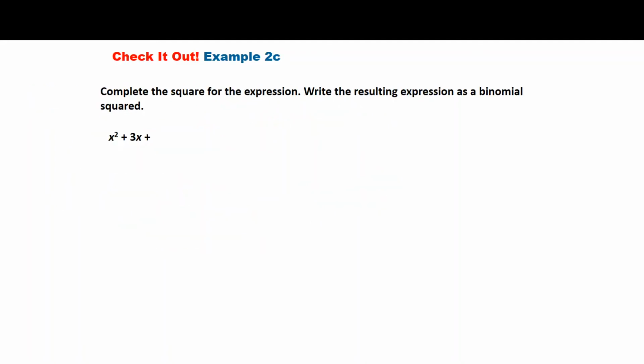All right, one more for you to try on your own. Turn the video off and give it a try. Okay, once again, we want to figure out what our next term is going to be. So we're going to say b over 2 squared. My b is 3, so I'm going to say 3 over 2 squared. 3 over 2 squared is the same as 9 over 4.